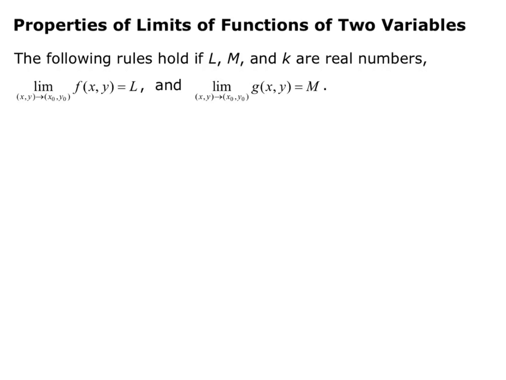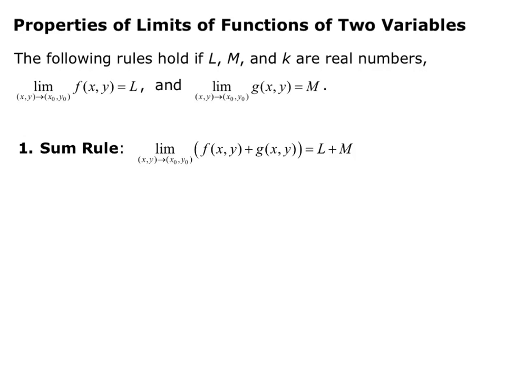So the following rules hold if L, M, and K are all real numbers, and the limit as xy approaches x0, y0 of f of xy equals L, and the limit as xy approaches x0, y0 of g of xy equals M. So notice these two limits are approaching the same point, but they're limits of different functions, so they can have different results, L and M.